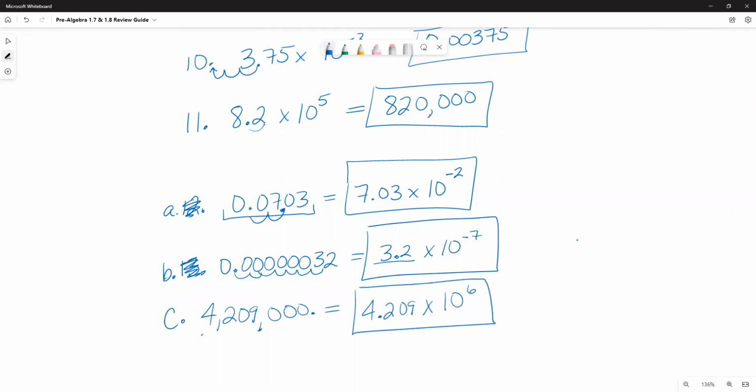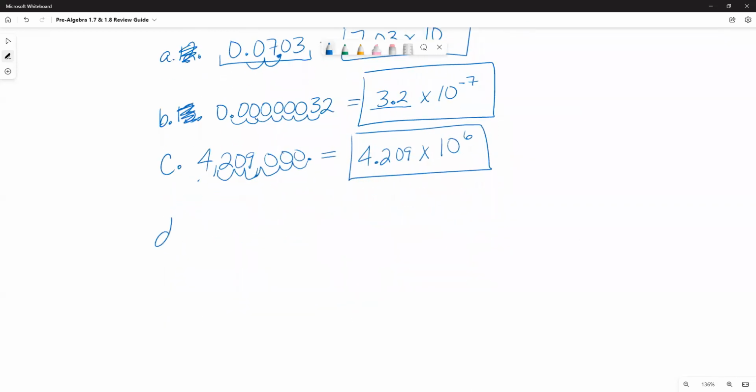Yes, this is our decimal. 1, 2, 3, 4, 5, 6. So 4.209 times 10 to the 6th power. Excellent. All right, last one for this section, Isaiah.